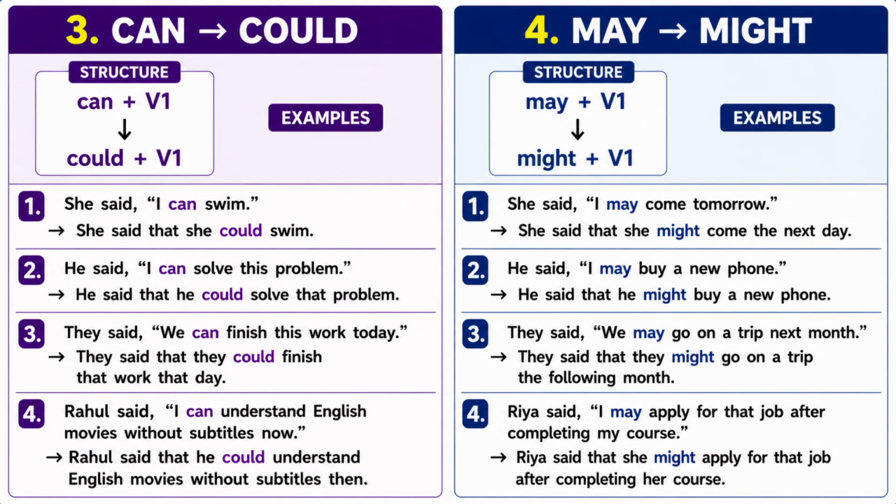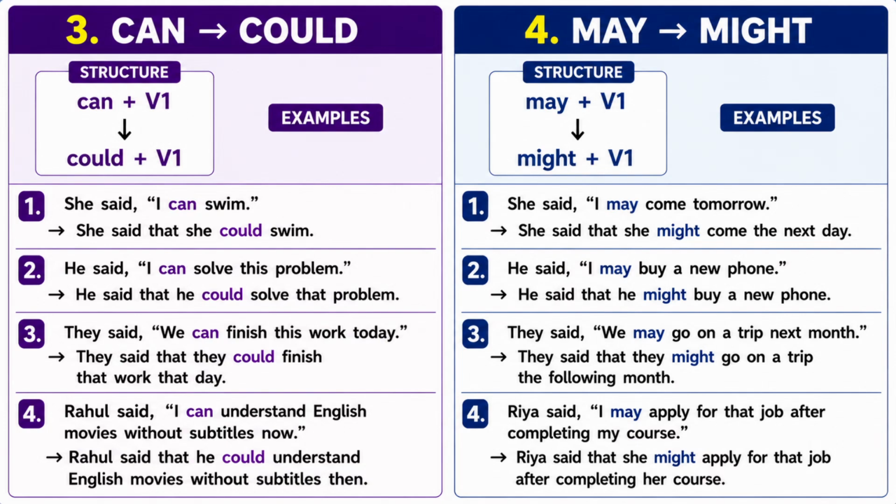Fourth, may changes to might. The structure is may plus first form of the verb changes to might plus first form of the verb. Example 1. She said, I may come tomorrow. It becomes, she said that she might come the next day. Example 2. He said, I may buy a new phone. It becomes, he said that he might buy a new phone.